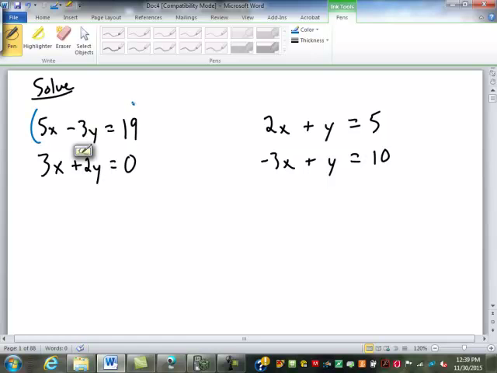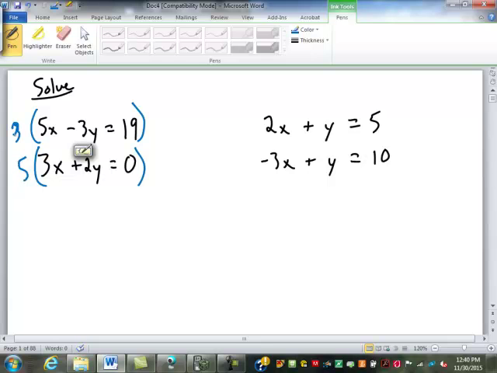So which one do we want to get rid of, the x or the y? The x? Okay. Now, I will say this. There is one slight advantage to getting rid of the y here. Can anybody tell me what it is? There's already one that's negative. But we can get rid of x. It doesn't matter. So we're going to multiply this top one by 3 and the bottom one by 5.